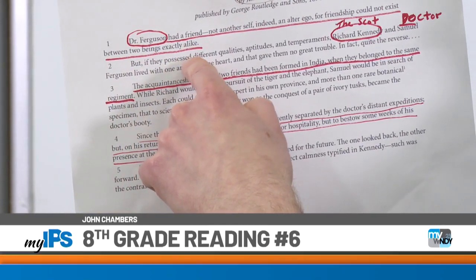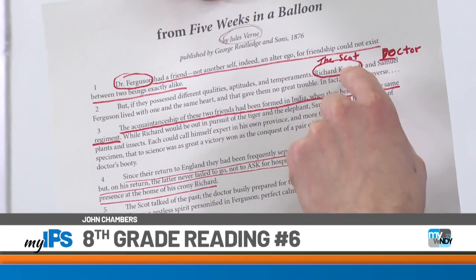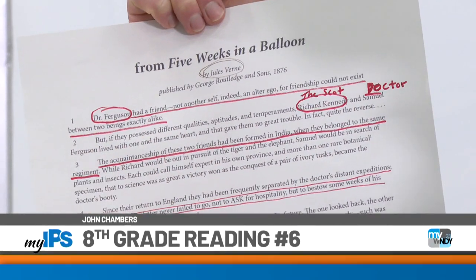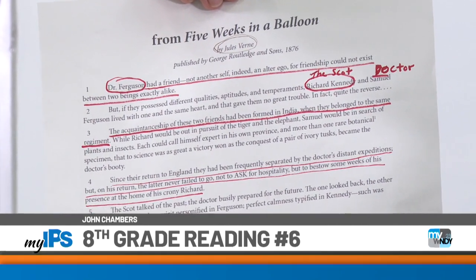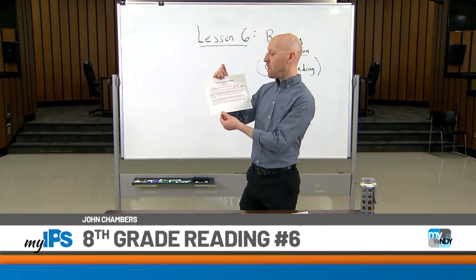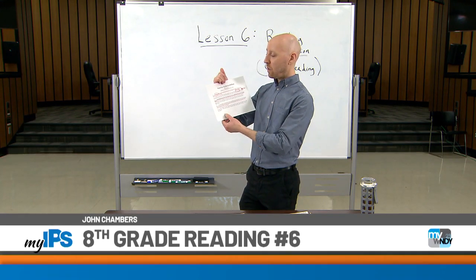Paragraph 2, but if they possess different qualities, aptitudes, and temperaments, Richard Kennedy, the Scot, and Samuel Ferguson, the doctor, lived with one and the same heart, and that gave them no great trouble. In fact, quite the reverse. So that's just saying that they really depend on their friendship, and they're very close.